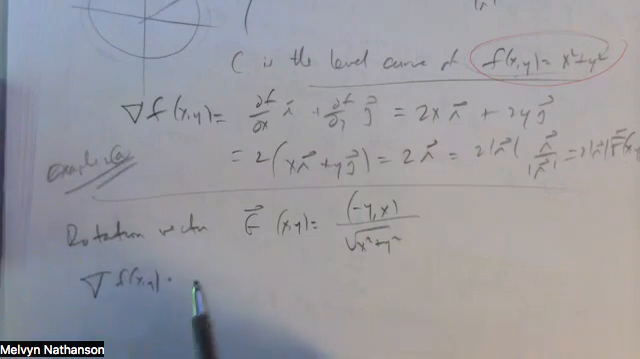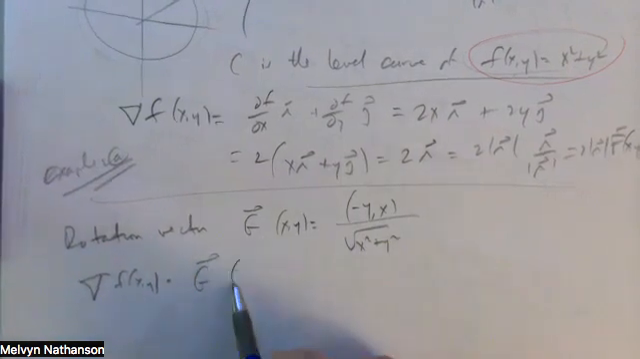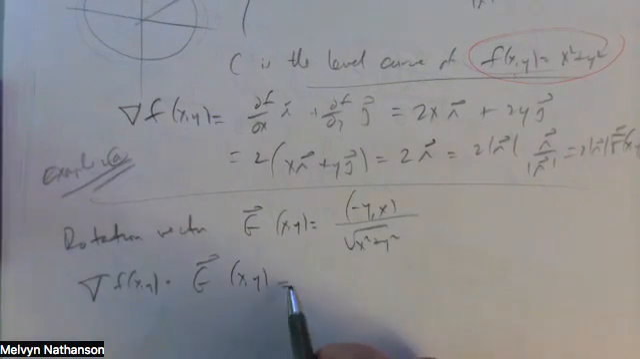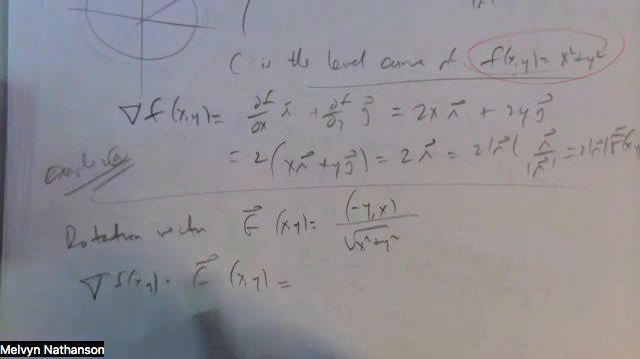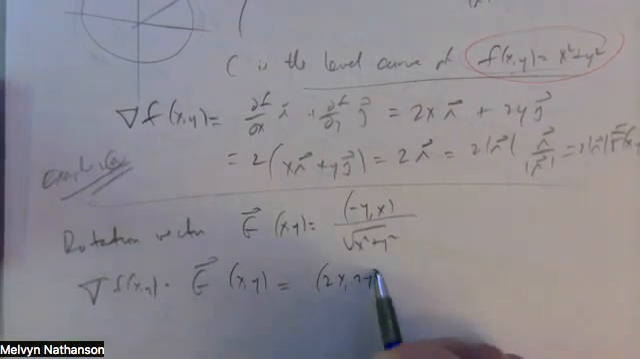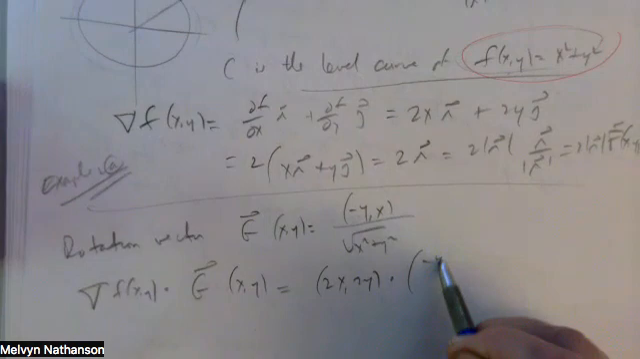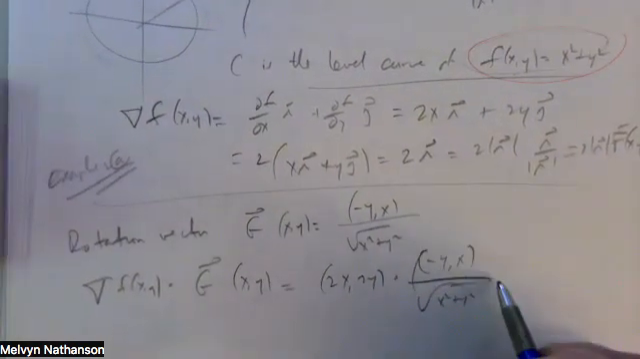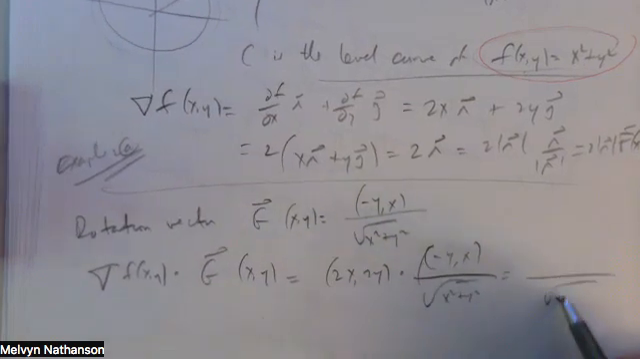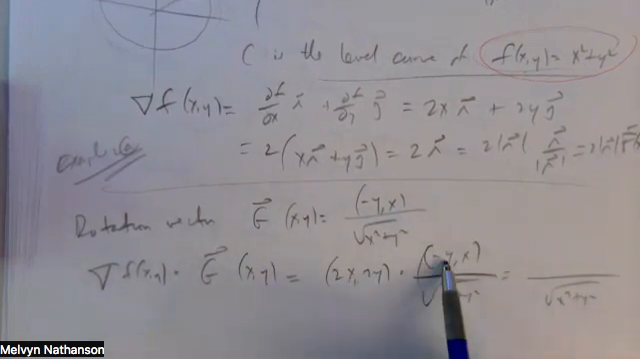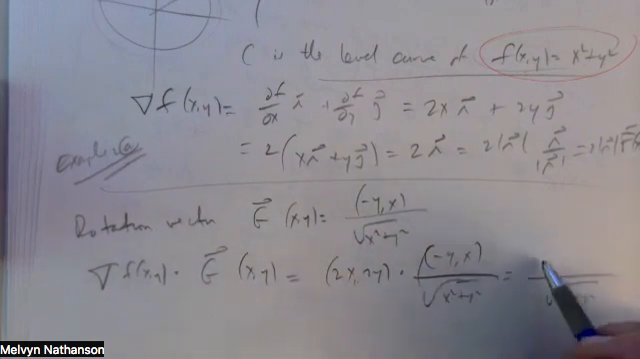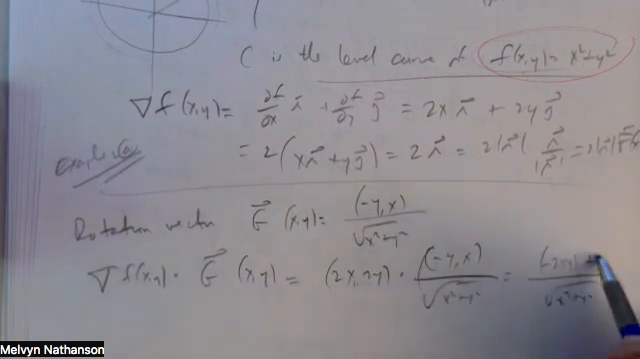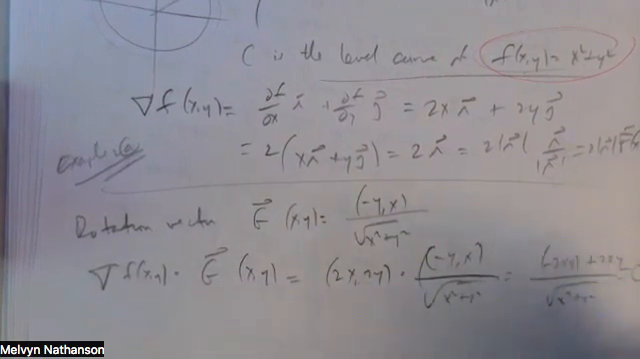The gradient of f of x, y is 2x, 2y, dot product with this vector field, minus y over square root of x squared plus y squared, x over the same denominator. The dot product of these two vectors is 2x times minus y, which is minus 2xy, plus 2y times x, or 2xy. These cancel. This is 0.